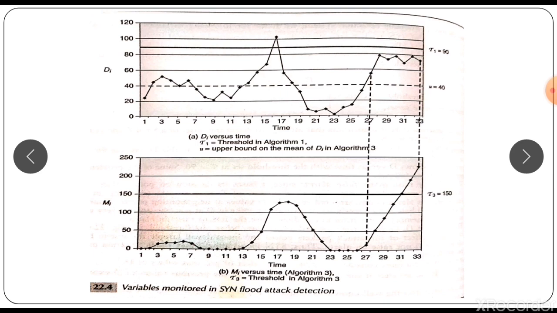The interesting interval is between 27 and 33. Here the di value is consistently well above the value of u. This causes mi to increase and overshoot the threshold T3, which is equal to 150. This will cause an alarm to be sounded due to a cumulative buildup of SYN attack packets. So with algorithm 3, the false positives and false negatives encountered in algorithm 1 can be avoided.